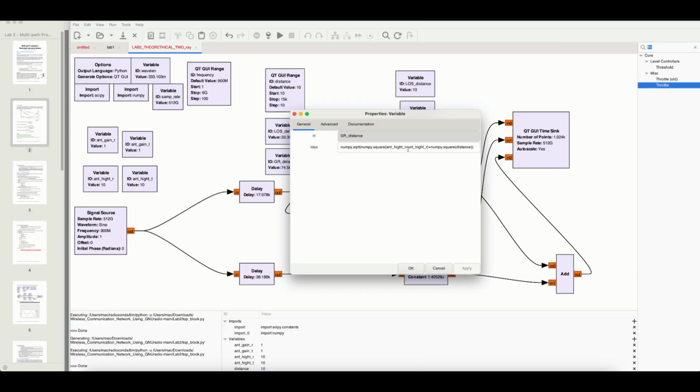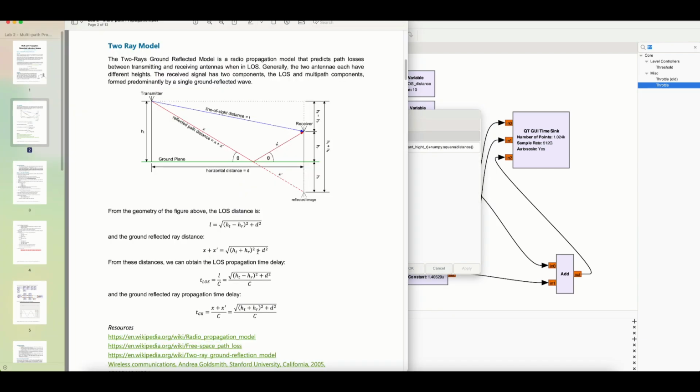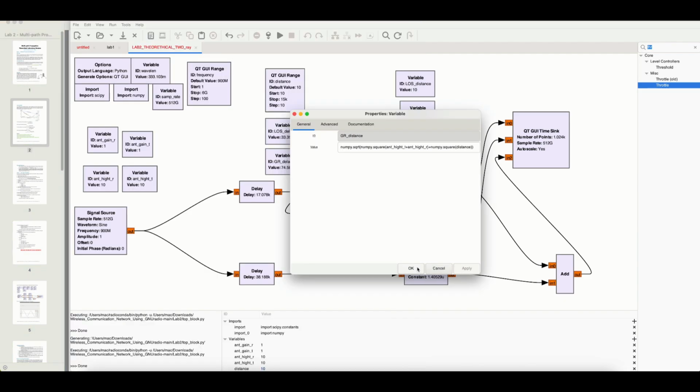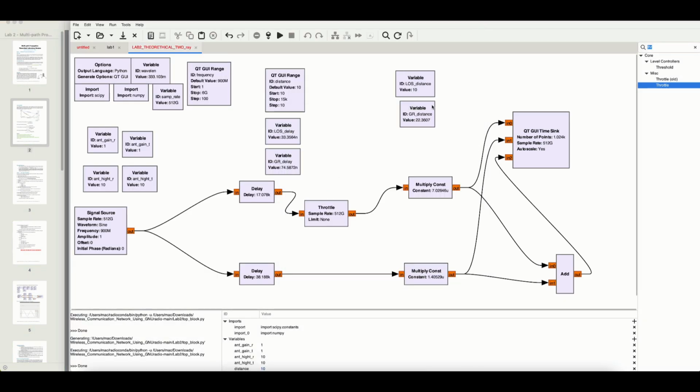ht, antenna height of the transmitter plus antenna height of the receiver, everything is being squared, plus you have numpy squared distance based on this. So this is your distance. So these two variables are done. So line of sight distance is done, ground reflected distance is done. Now let's go to my delay block. That's where the delay will come in, because based on this distance you will have a delay. So let's look at what my delays are.